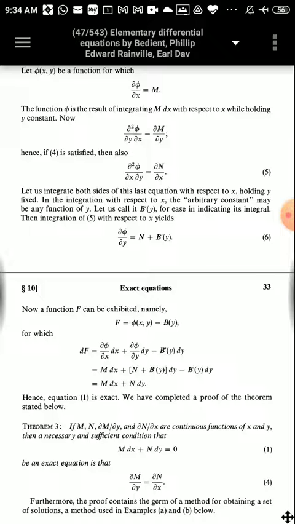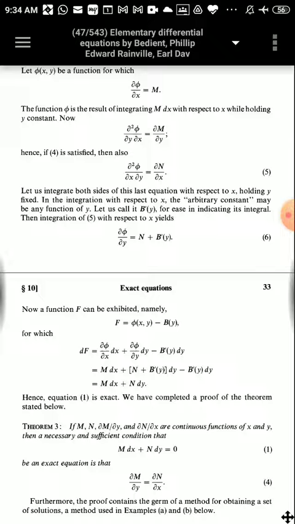Okay, so this is the proof which gives us the condition for a differential equation to be exact. And that condition is dou M by dou y equal to dou N by dou x.